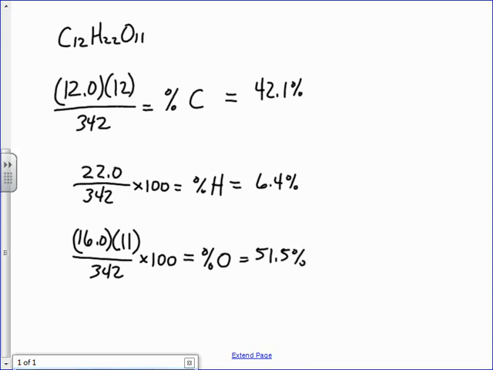Okay, and then you'd probably want to check and make sure these add up to about 100%. 42.1 plus 6.4, that's going to give us 48.5. Is that right? 48.5, plus 51.5, that's going to add up to 100. So that's that. Again, pretty simple stuff. Alright, so let's talk about the mole now.